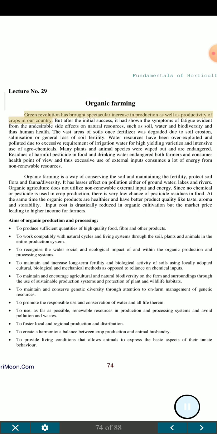Green revolution has brought a spectacular increase in production as well as productivity of crops in our country. But after the initial success, it showed symptoms of fatigue, evident from the undesirable side effects on natural resources, such as soil, water and biodiversity, and thus human health. The vast areas of soils once fertile were degraded due to soil erosion, salinization or general loss of soil fertility.